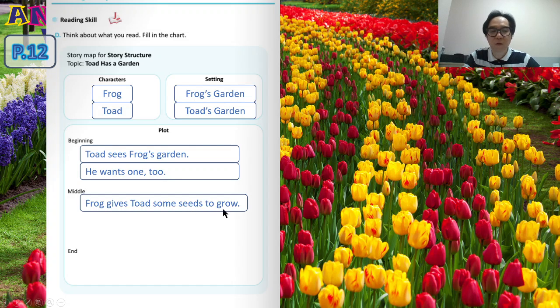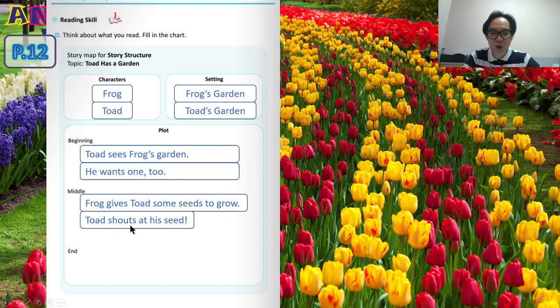He will grow them. Now, Frog gave Toad some seeds, so the story's finished, right? Of course it's not. First, those seeds have to grow. And who has to grow them? Toad has to grow them. But is he very good at growing them? What does he do when he puts them in the ground?